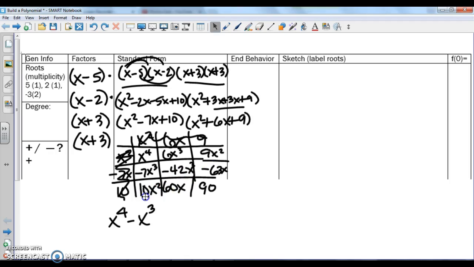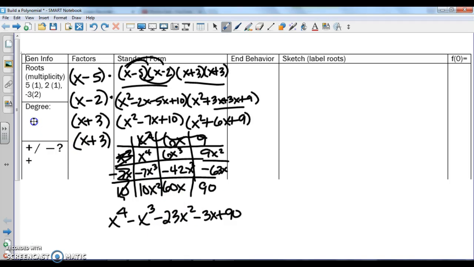Add these together, so 10 plus negative 42 plus 9 is going to give me a negative 23x squared. Then I have positive 60x plus a negative 63 is a negative 3x plus 90. Okay, so this is my polynomial.